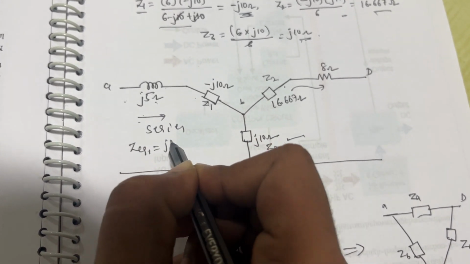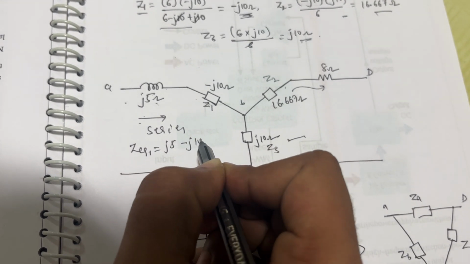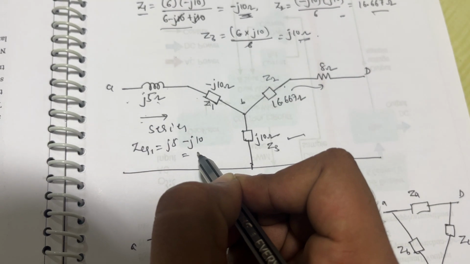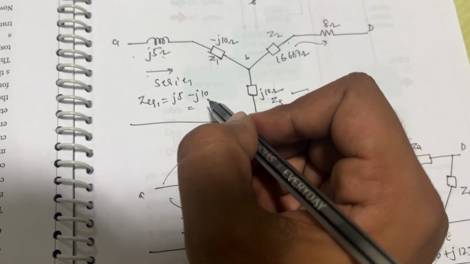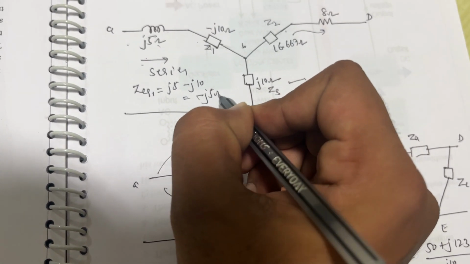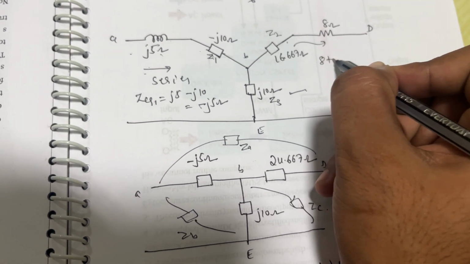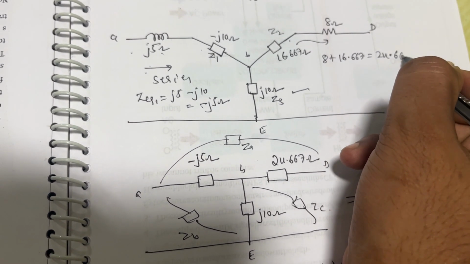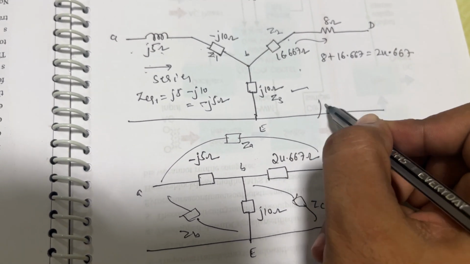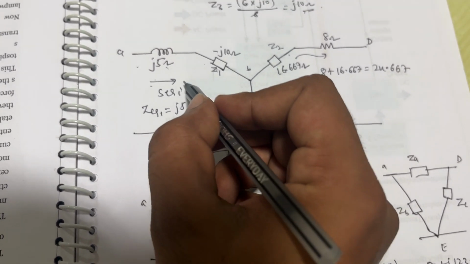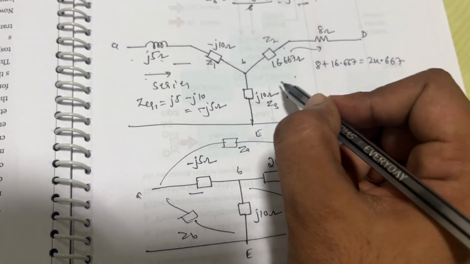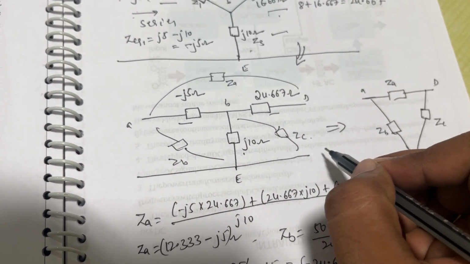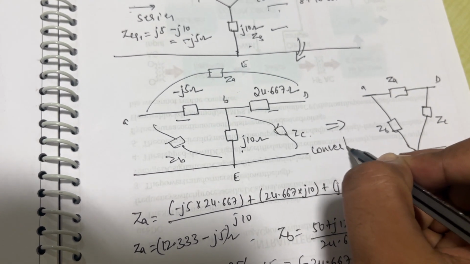j5 and minus j10 are in series, so Z equivalent 1 equals j5 minus j10, that is nothing but minus j5 ohm. Similarly, 16.667 and 8 are in series, so you'll get Z equivalent 2, that is 24.667 ohm, and Z3 as it is. Now you can see we have one star connected network, but they asked us to convert this into delta.